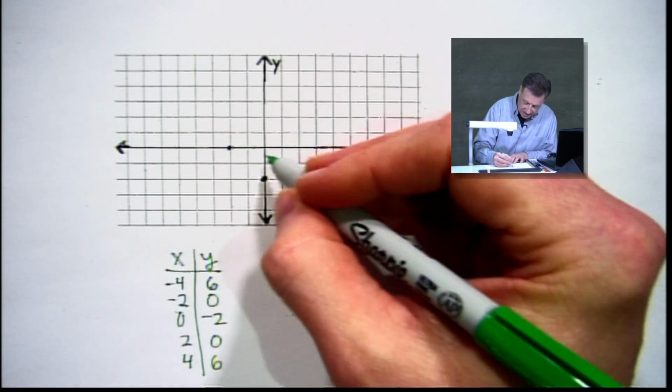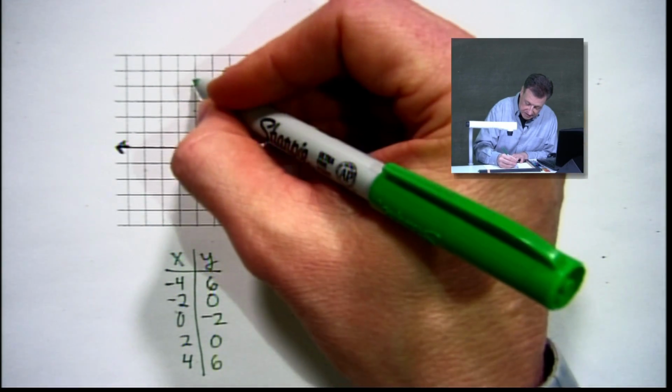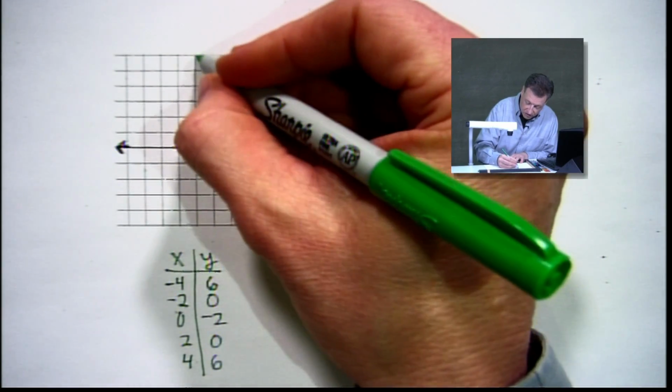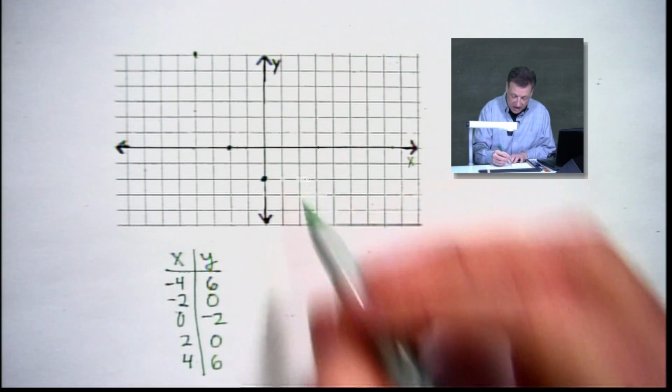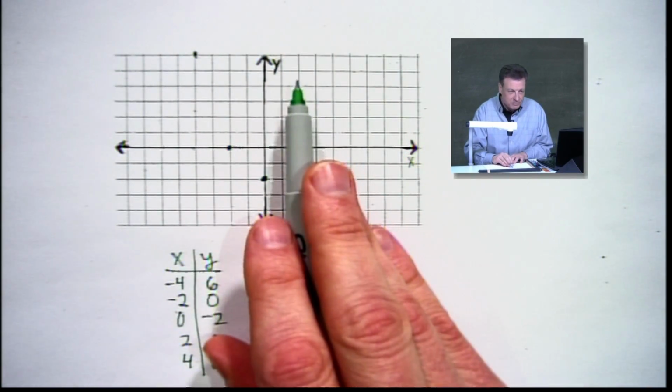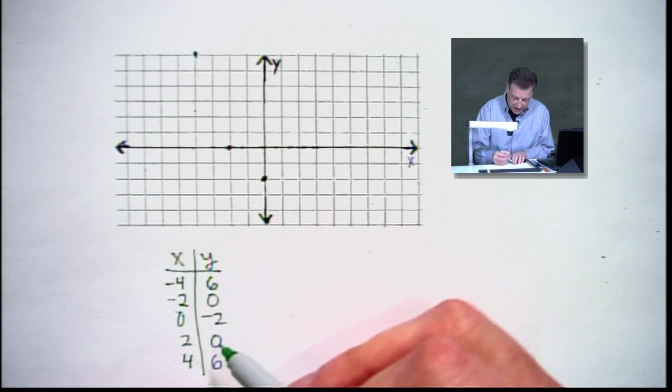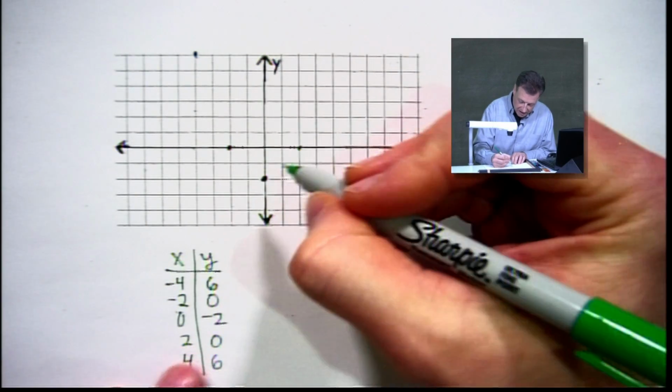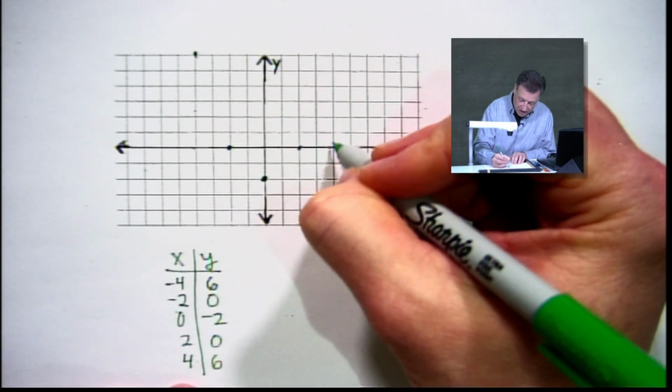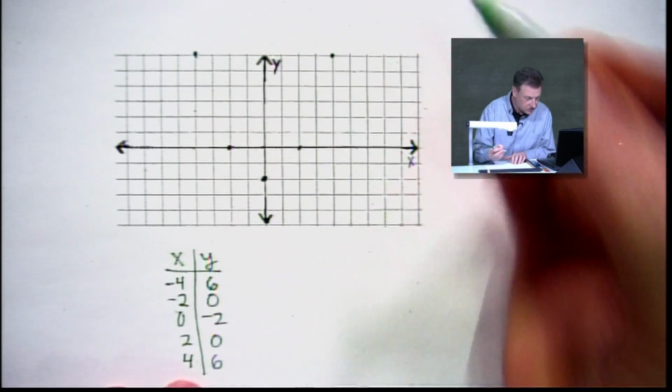And then we've got -4, up 6. So count your units. There we go. Got up to the top of our picture. And again, remember, this should be a nice mirror image across the other side. And at 2, we're at 0. And at 4, we are at 6. All right, so there we go.